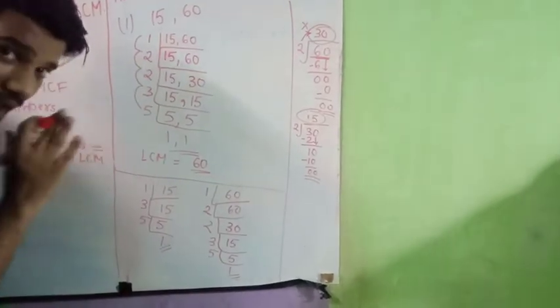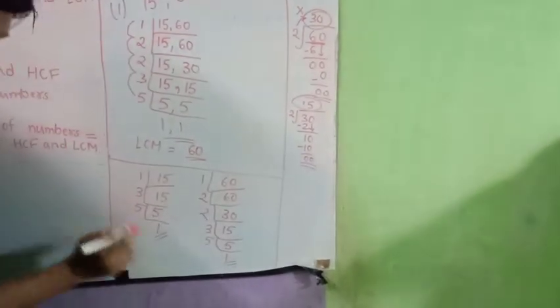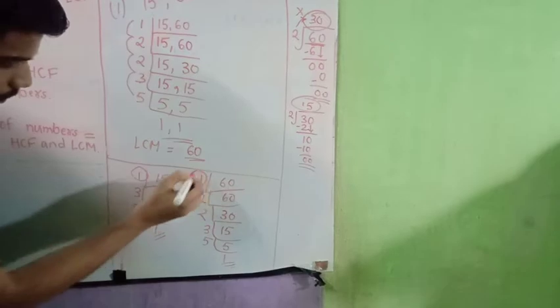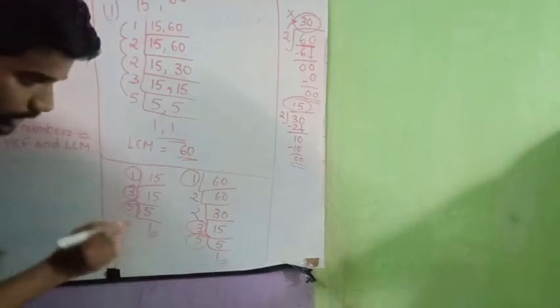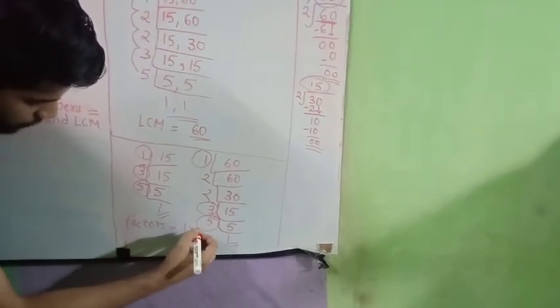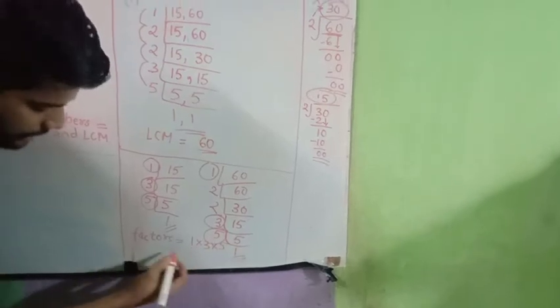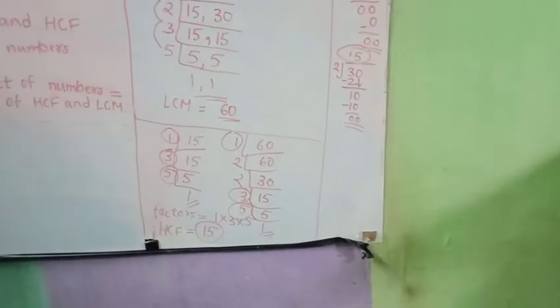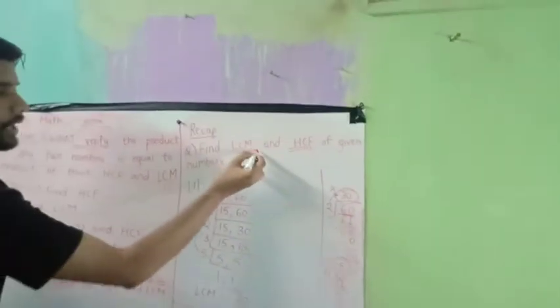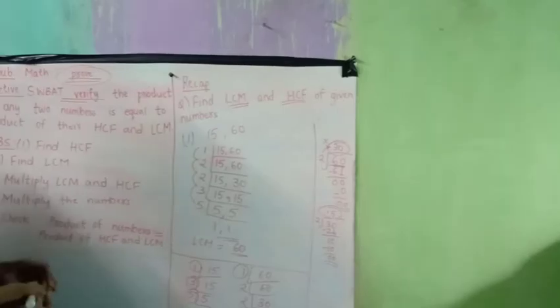I am moving very quickly because we know how to solve LCM and HCF using L method. Now for HCF, check which numbers are common. 1 is common. 3 है, yes. 5 है, yes. Done. Now multiply the common numbers. Take out the common factors. What are the common factors here? 1 into 3 into 5. 1 3s are 3 and 3 5s are 15. This is my HCF. HCF is 15, right? So this is how you find out LCM and HCF using prime factorization method.